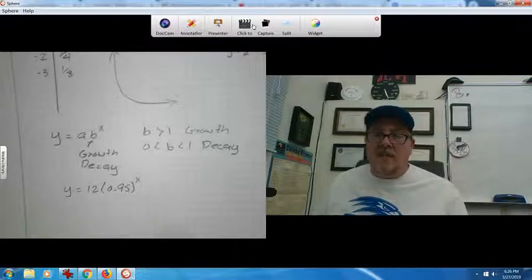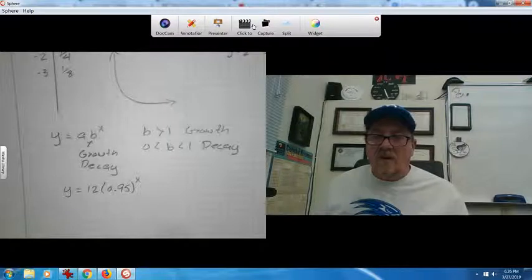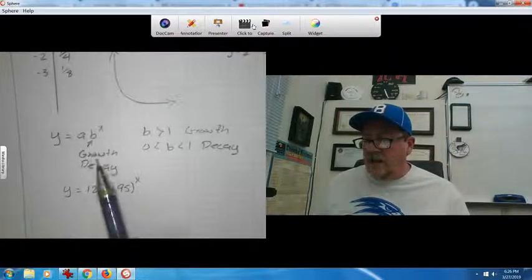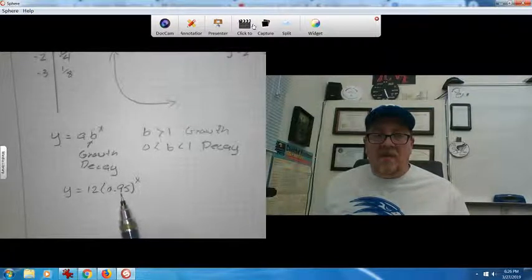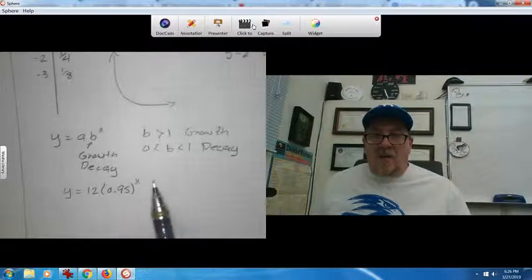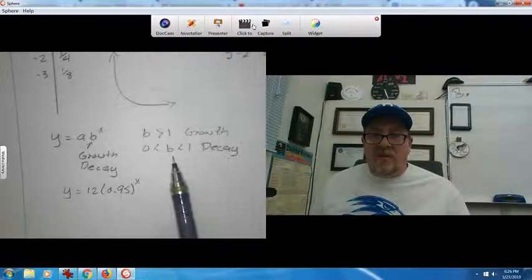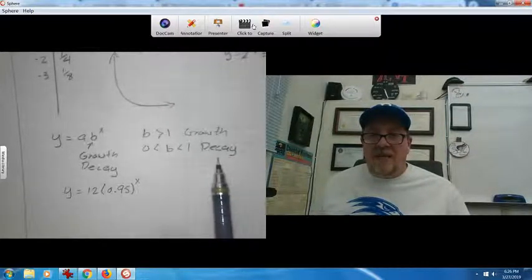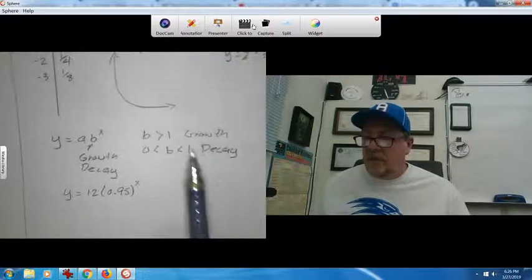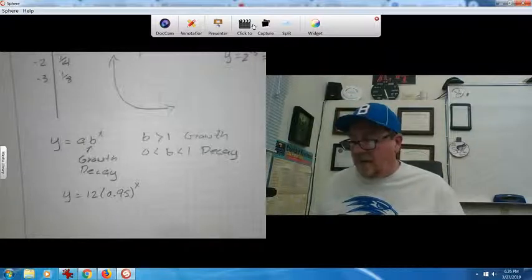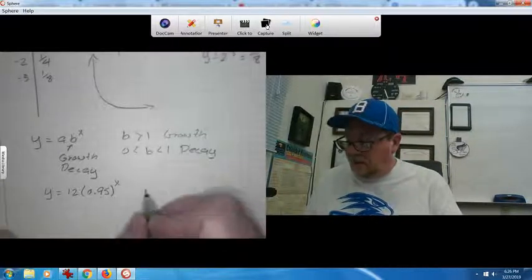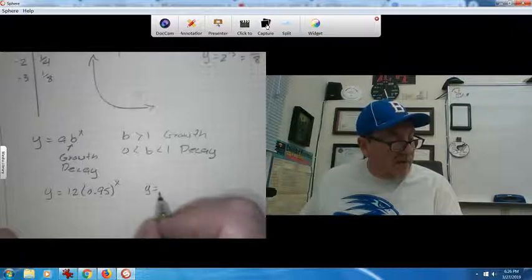Should that be growth or should it be decay? Remember, we're just looking at b because it tells us if it's growth or decay. And b, in this case, is 0.95. So I'm going to look up here and say that's between 0 and 1, so this function shows me decay. And its graph would look like this. All right? That's exponential decay.